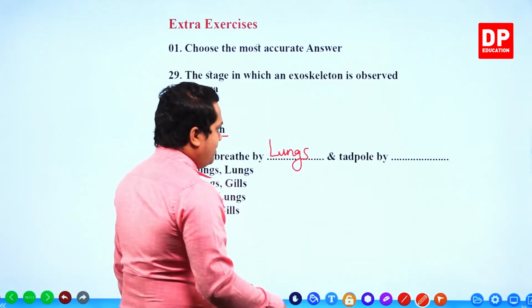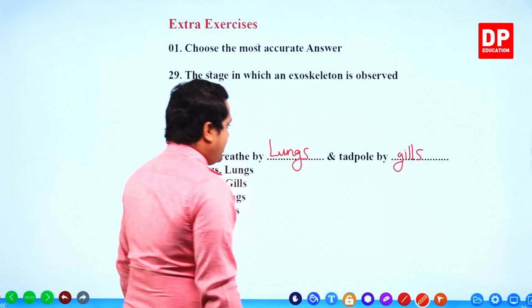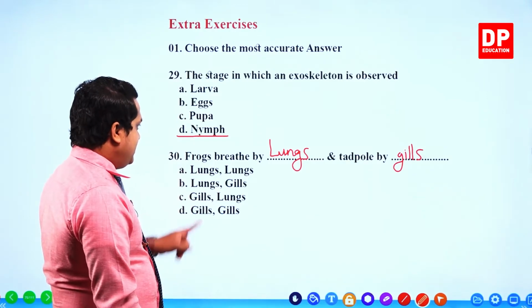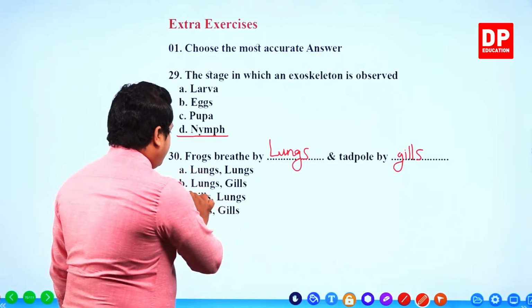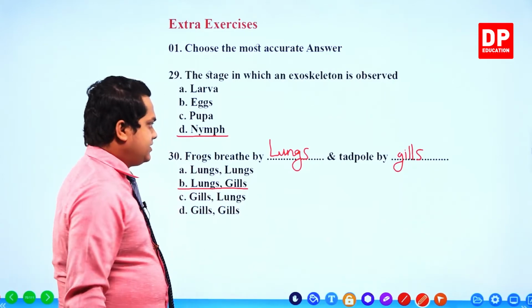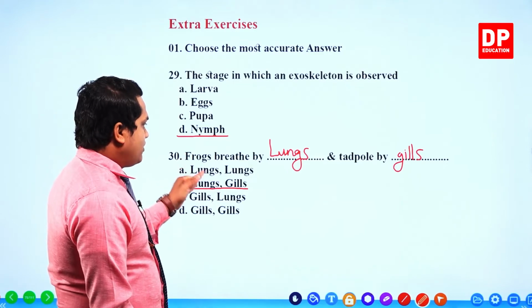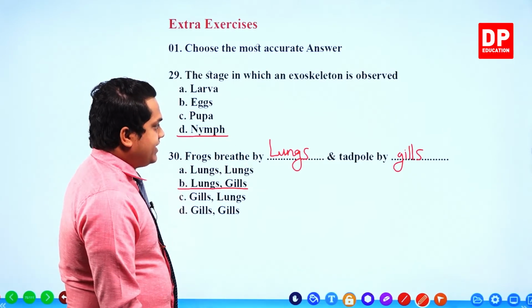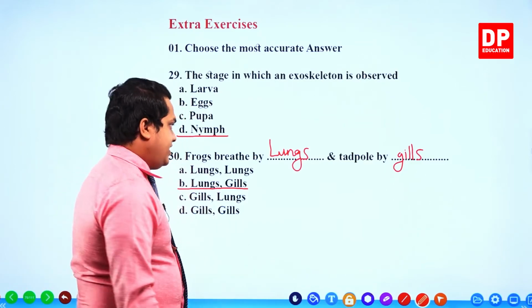And the tadpole by gills. So find out the answer that contains lungs and gills. Lungs and gills can be observed in the second answer. So frogs are going to breathe by lungs while the tadpole by gills. Okay. Right. Then the next one.